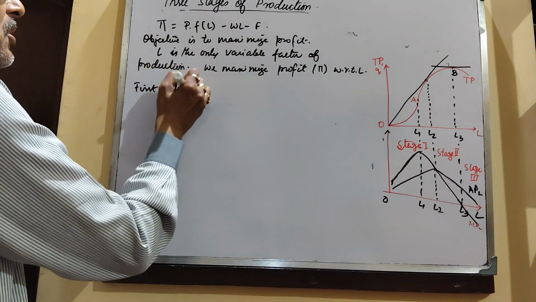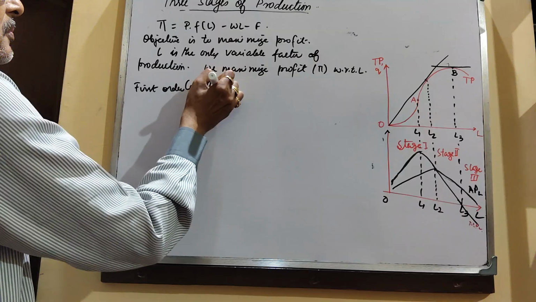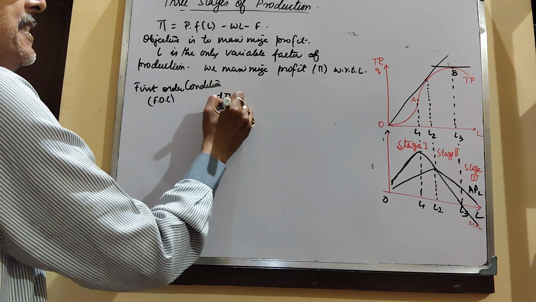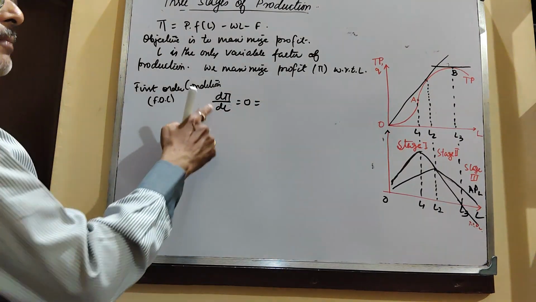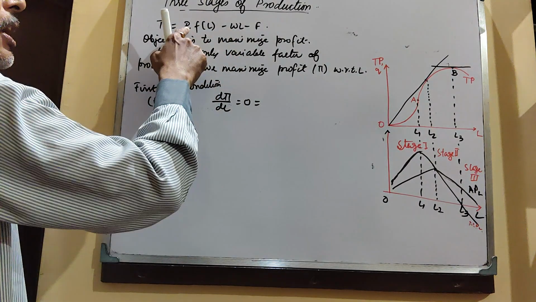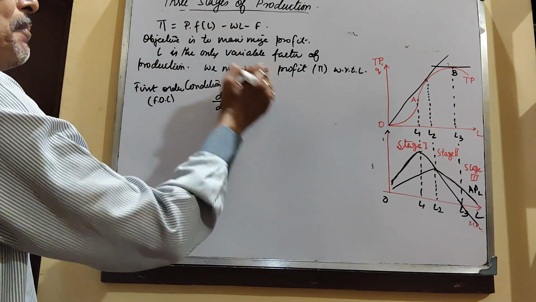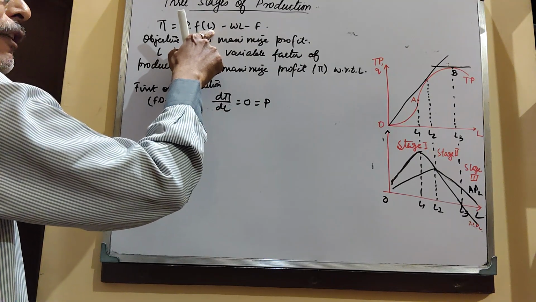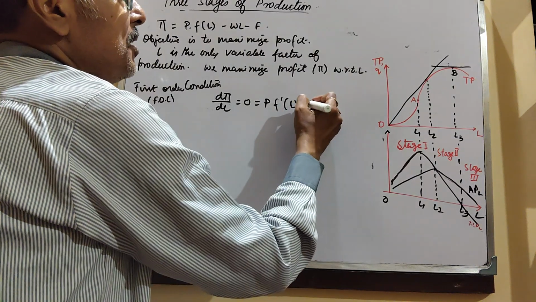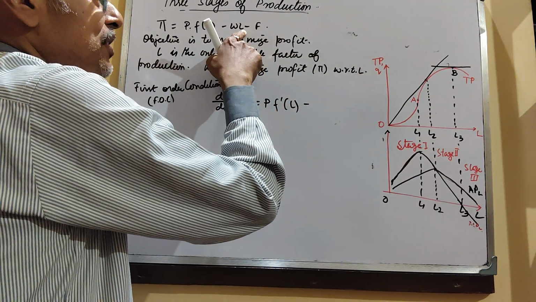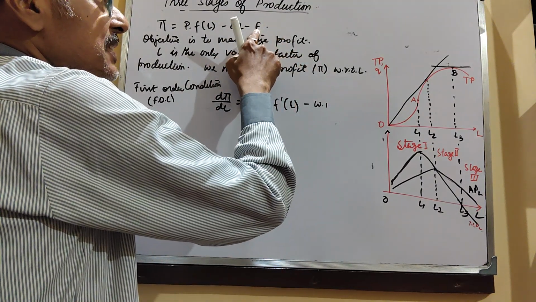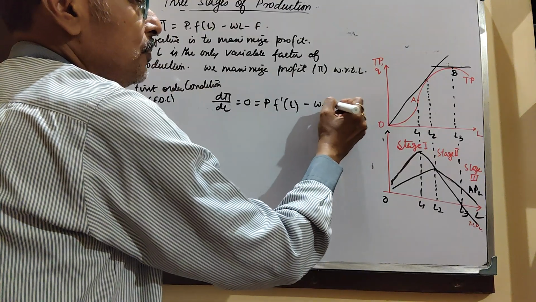First order condition, FOC: d pi by dL equals 0. Now we differentiate this with respect to L. P is constant, so I am writing P. We differentiate F of L with respect to L, which is F prime L. Again W is constant. We differentiate L with respect to L, this becomes 1. And F is constant. Differentiation of a constant term is 0.